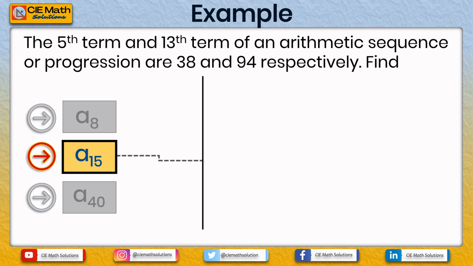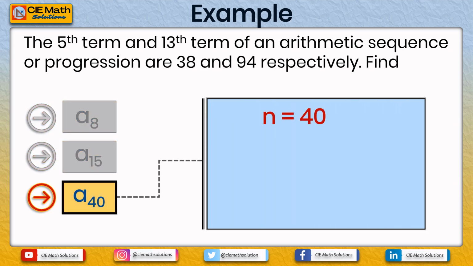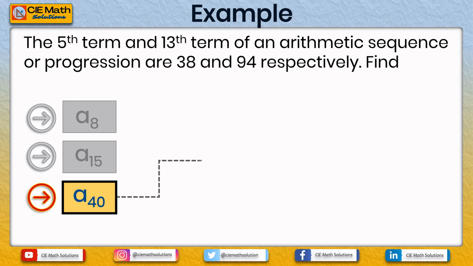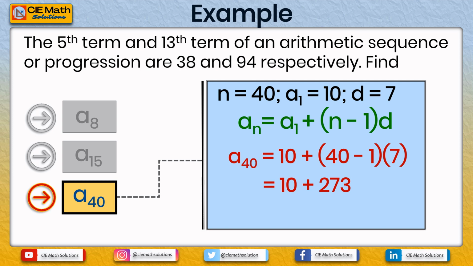The last item is a40, which is the 40th term. The value of n here is equal to 40. We then have 7 times 40 plus 3, which is 280 plus 3. That is equal to 283. Using the second method, we then have n equal to 40, a1 is equal to 10, and d is equal to 7. Our 40th term then is 10 plus 40 minus 1 times 7, which is equal to 10 plus 273. The 40th term is 283.